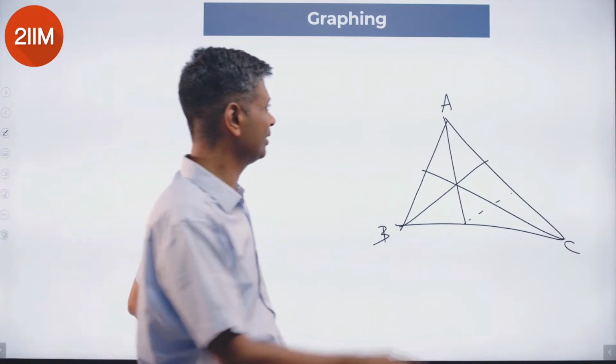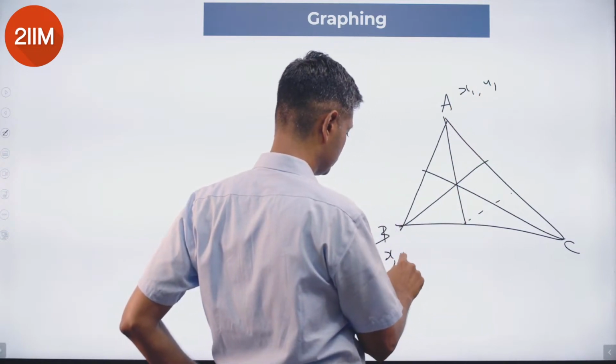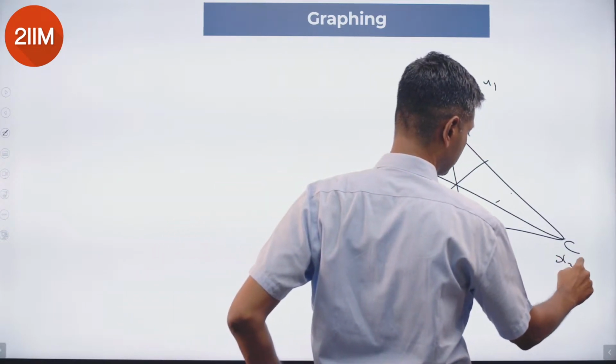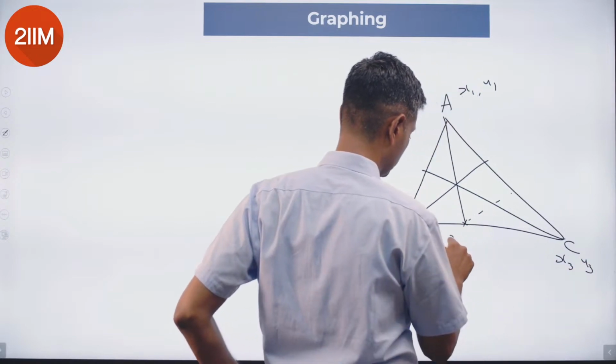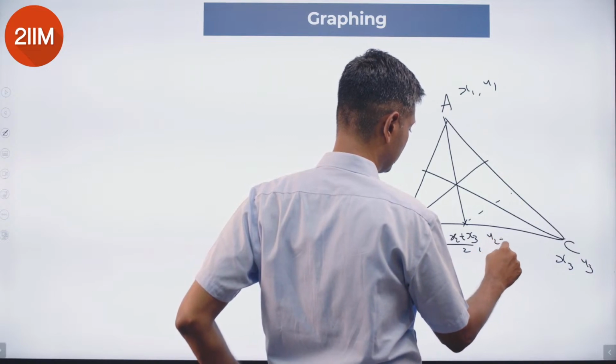Or you can just say, hey, this is x1, y1, this is x2, y2, this is x3, y3. This point is ((x2 plus x3) by 2, (y2 plus y3) by 2).